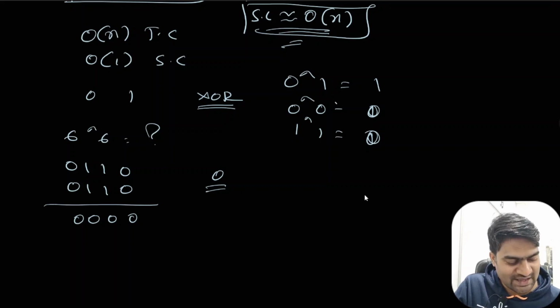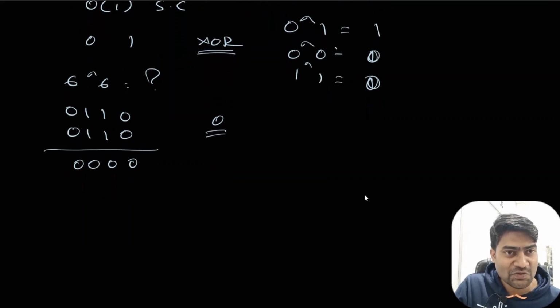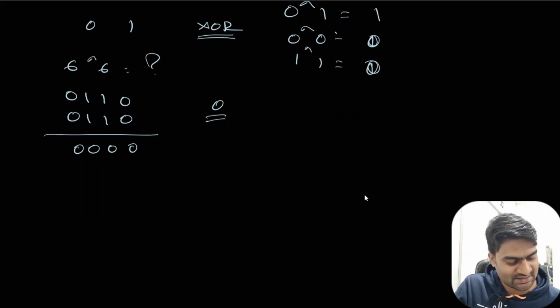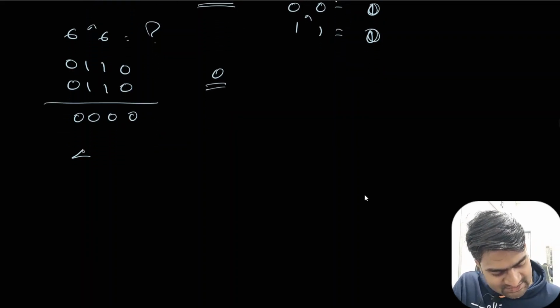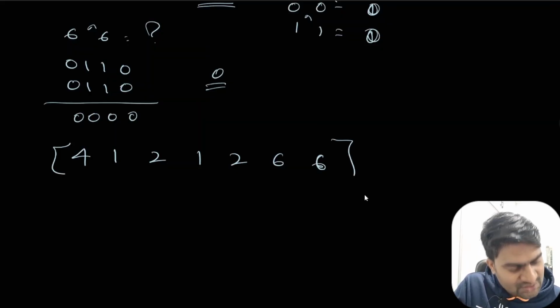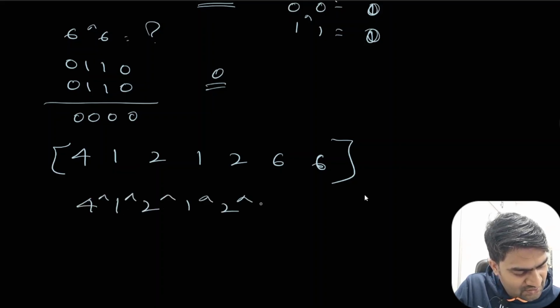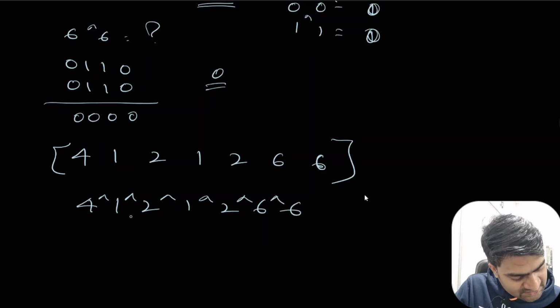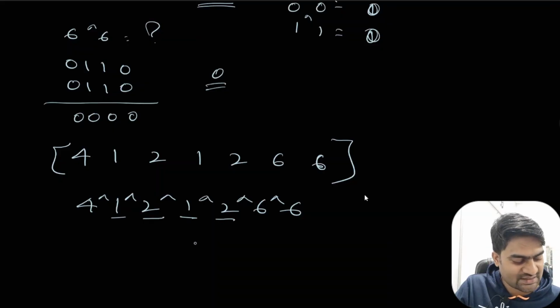So if that is the case, then here we know that each number appears twice. So if you take the example again, 4, 1, 2, 1, 2, then 6 and 6. Now what I will do is try to XOR the numbers. If I XOR 4, XOR 1, XOR 2, XOR 1, XOR 2, XOR 6, XOR 6, then since 1 appears twice, it becomes 0. Since 2 appears twice, it becomes 0. Since 6 appears twice, it becomes 0.